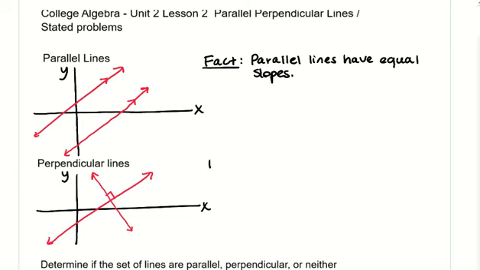And the relevant fact over here is that perpendicular lines' slopes multiply together and equal -1.